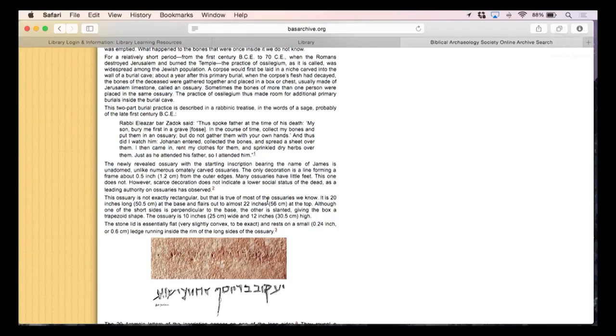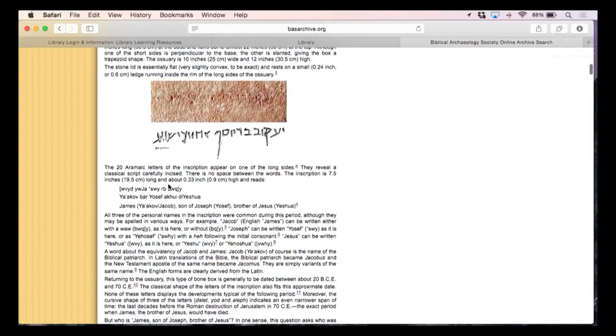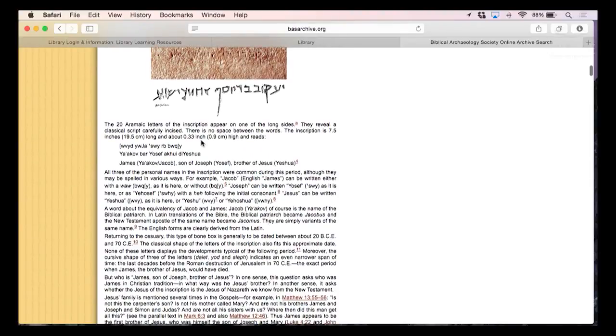It's not the Word of God, it's some human talking about why he thinks this really is the burial box that James's bones were put in. James is reported to have been stoned to death. And then it shows you the actual inscription. And as you go down here, it shows it to you in the original language. James, son of Joseph, brother of Jesus.